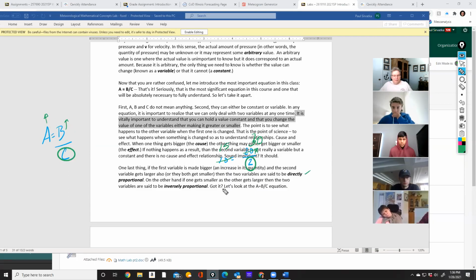If C is constant, that's what you have to say. It's directly proportional if C is constant. That's how you do that. Now you change the other variables to figure out all the relationships.